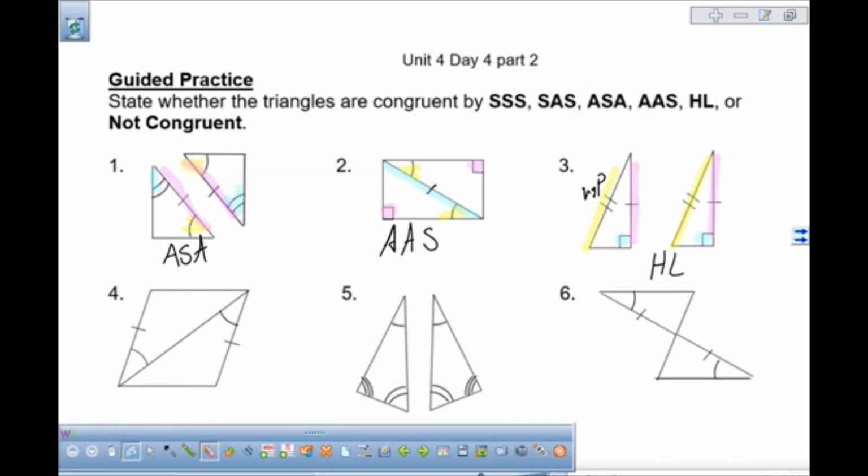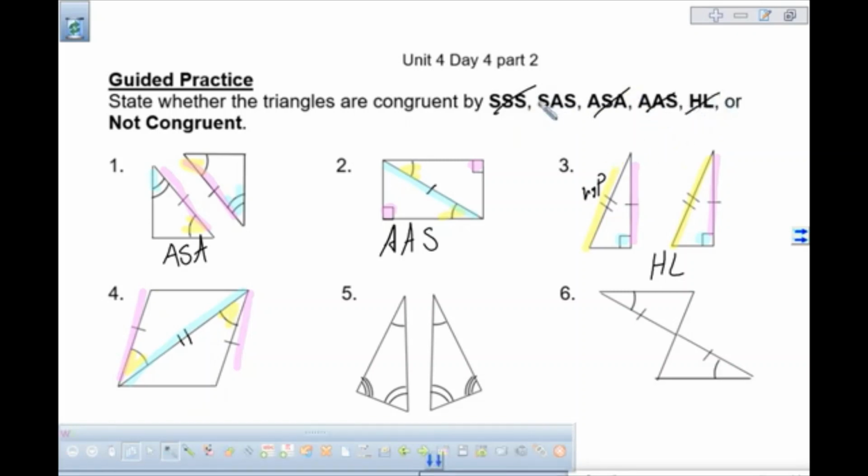Next one, we need to mark the side that's being shared. So we have one set of angles, a set of sides, and another set of sides, the one that we marked. So you'll have one angle and two sides. We don't have a right angle. So is the angle being made by our sides? Yes, it is. So we have side, angle, side.